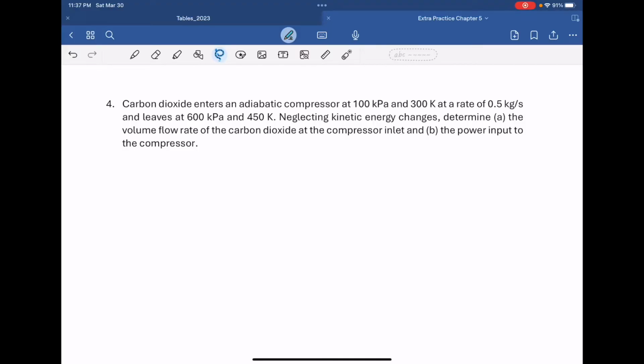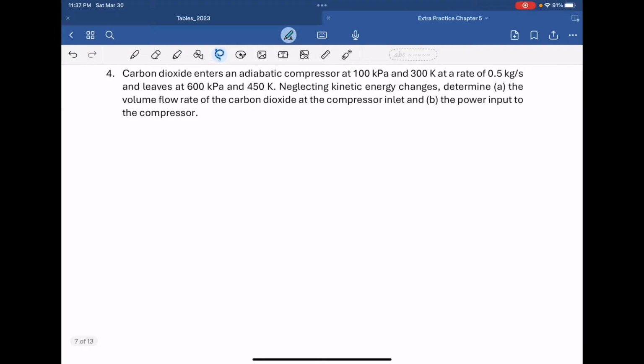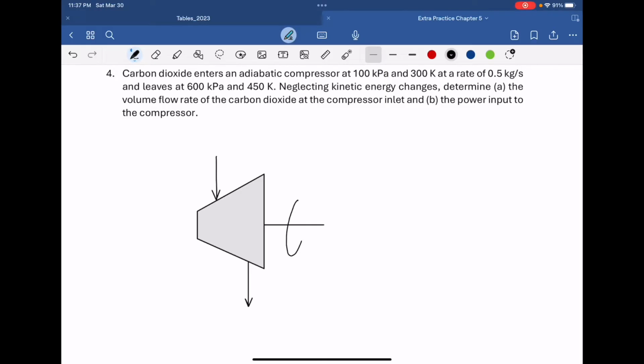Carbon dioxide enters an adiabatic compressor at 100 kilopascal and 300 Kelvin at a rate of 0.5 kilogram per second and leaves at 600 kilopascal and 450 Kelvin. As we always do, we sketch and write down what is given, making sure we know what system it is, how it works, right? Compressor always works with a power input.